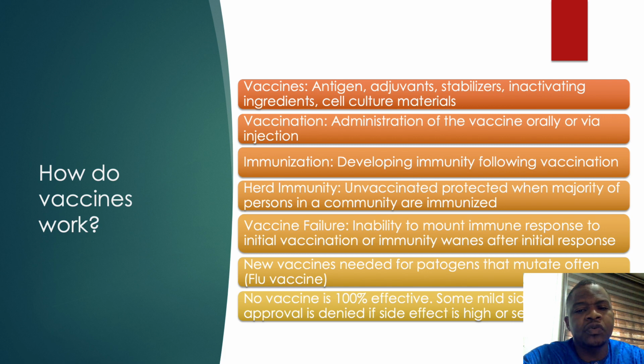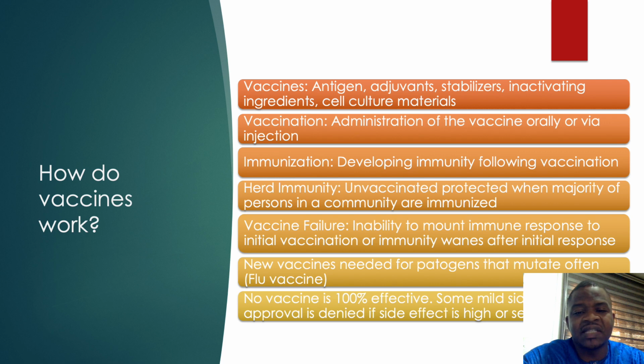Now, there are also pathogens that mutate very fast, like the pathogen that causes flu. What it means is that you have to keep developing new vaccines, mostly every season. That's why most times people have a flu shot, and next flu season they have to take another flu shot, because a new vaccine would have been developed following the mutation of the previous pathogen causing the flu.